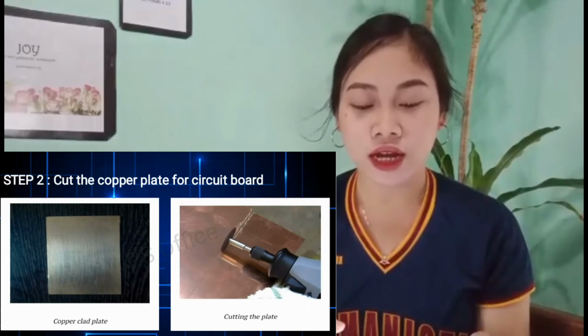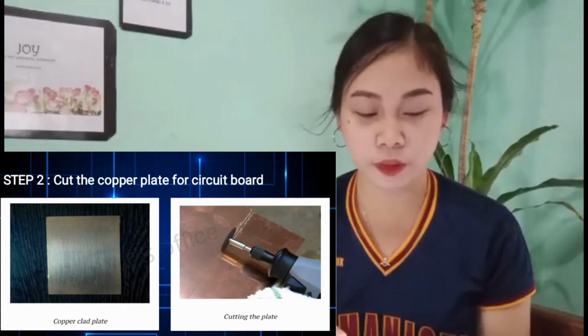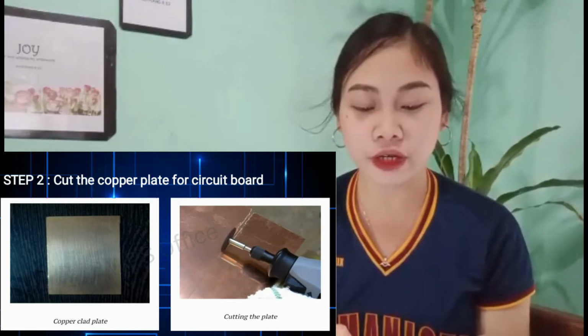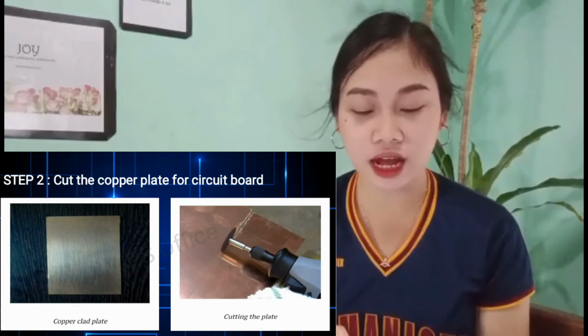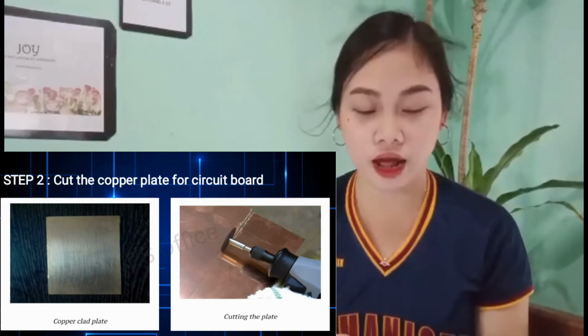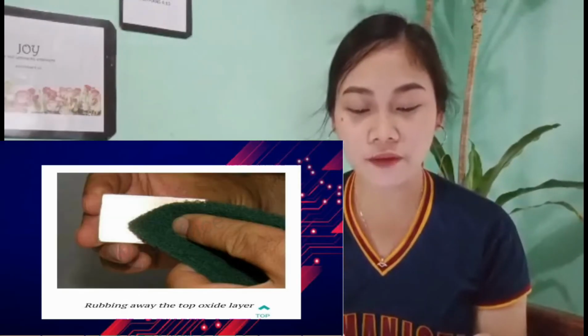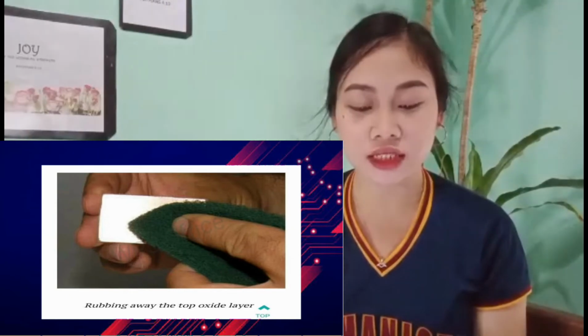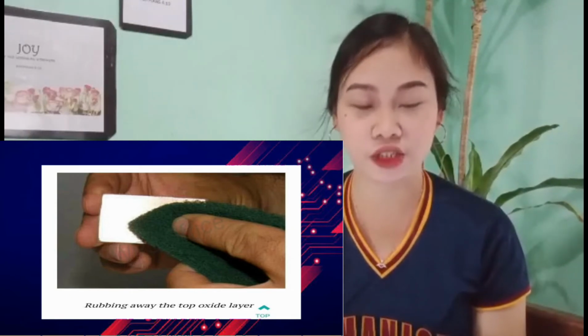Step 2. Cut the copper plate for the circuit board. Cut the copper board according to the size of the layout using a hacksaw or a cutter. Next, rub the copper side of the PCB using steel wool or abrasive sponge scrubs.